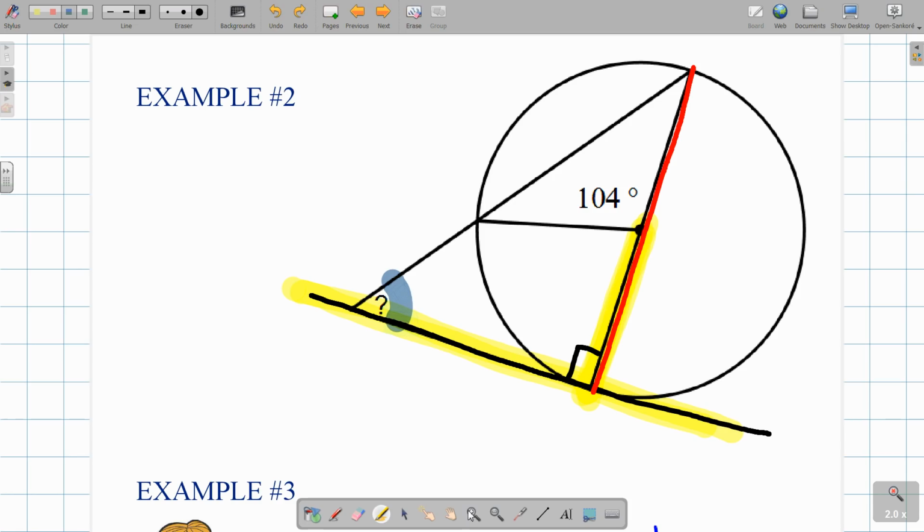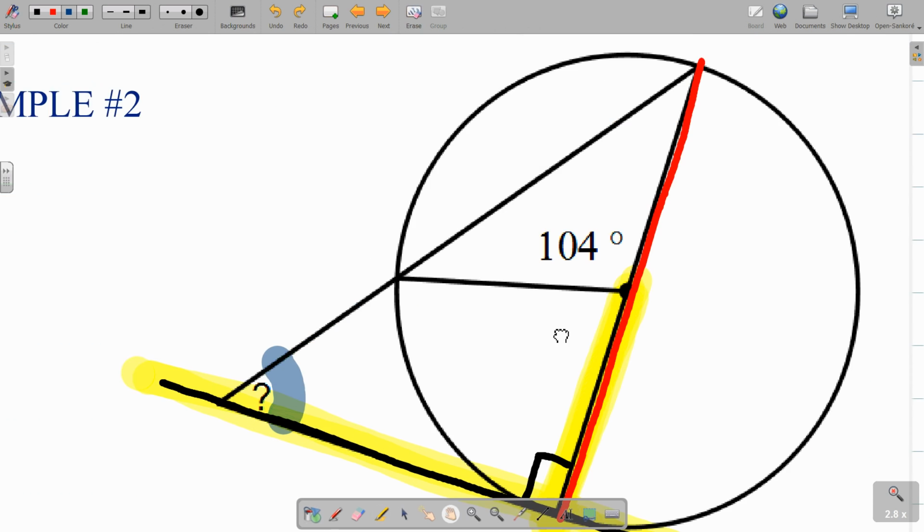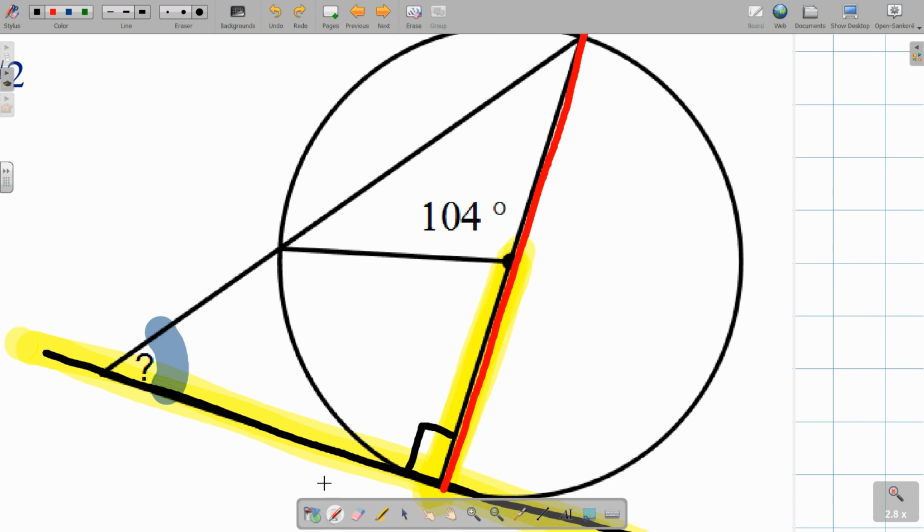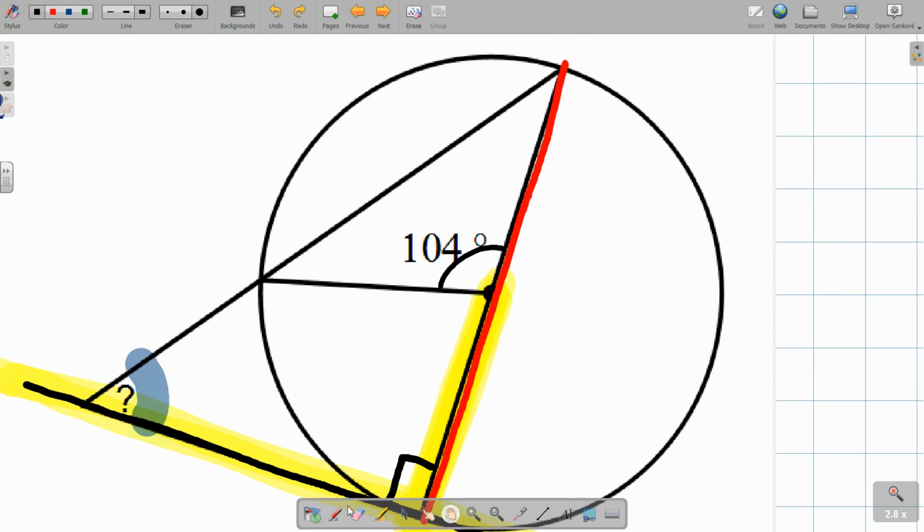Let's take a close look to see what's going on for this one. Right here, that 104 is a central angle. So sweep it. And we know measure of a central angle to its arc the same. So we have 104 out here.